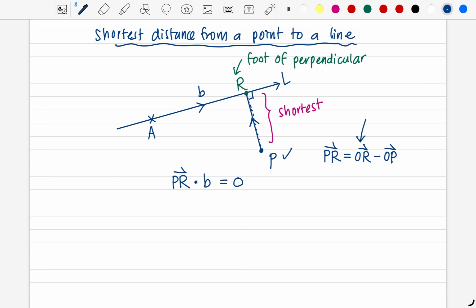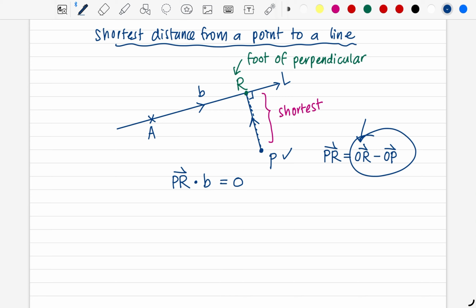So since we don't know R, but R is the foot of the perpendicular and R lies on the line L, we use the general point of line L as the OR. And from here you will get the column vector which is in lambda.